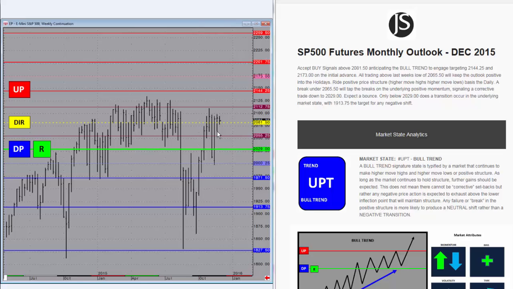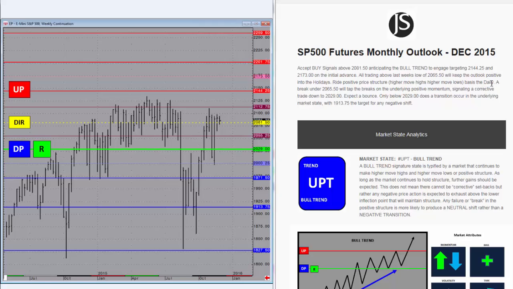So this low, and this is the initial structure low point for this current positive surge. So as long as we're holding this positive price structure, we're anticipating that to continue. So right, positive price structure: higher move highs, higher move lows.